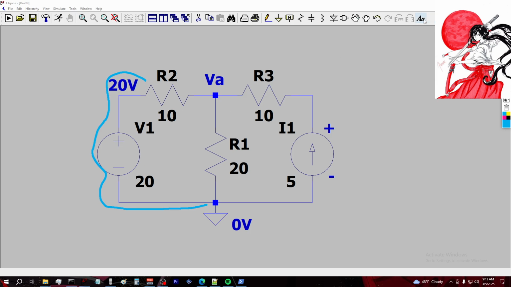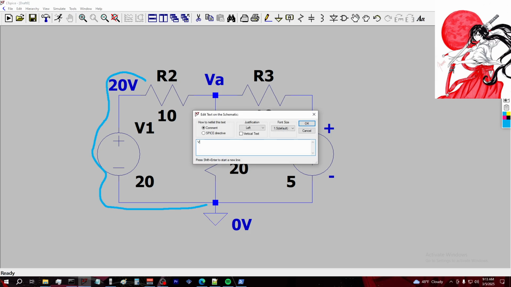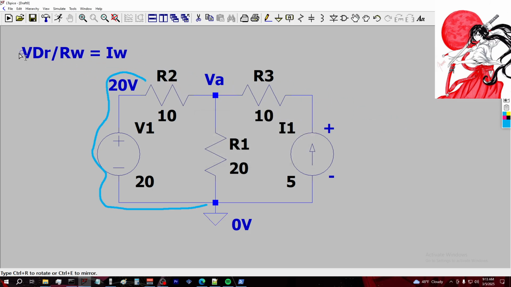So I'm just going to write that one equation we have. I'm done writing the other equations. So the voltage difference of the resistor divided by the resistance of the wire is going to equal the current of the wire, right? I'm going to write that equation there. Here we go, the equation, nice and handy for us.